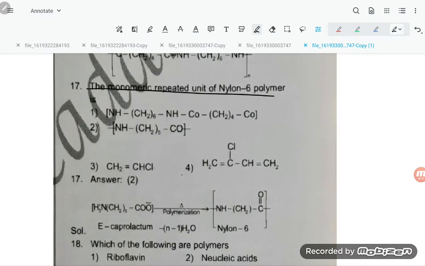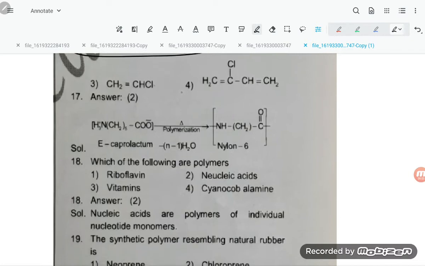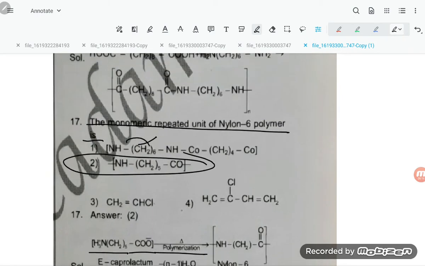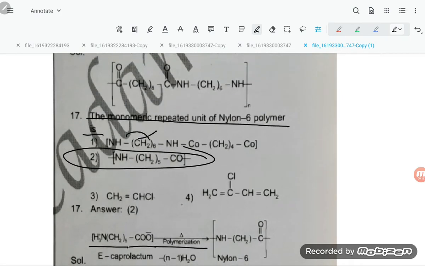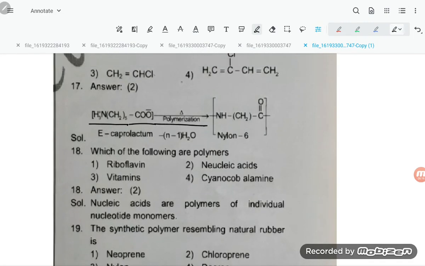The monomeric repeating units of nylon 6 are adipic acid and hexamethylene diamine. So this one is not correct. Okay, this is the correct one, student. Option number 2 itself is correct. This one you can check out. This is NH3 C2H5 C double bond O. This is polymerization. They are talking about nylon 6 from caprolactam.